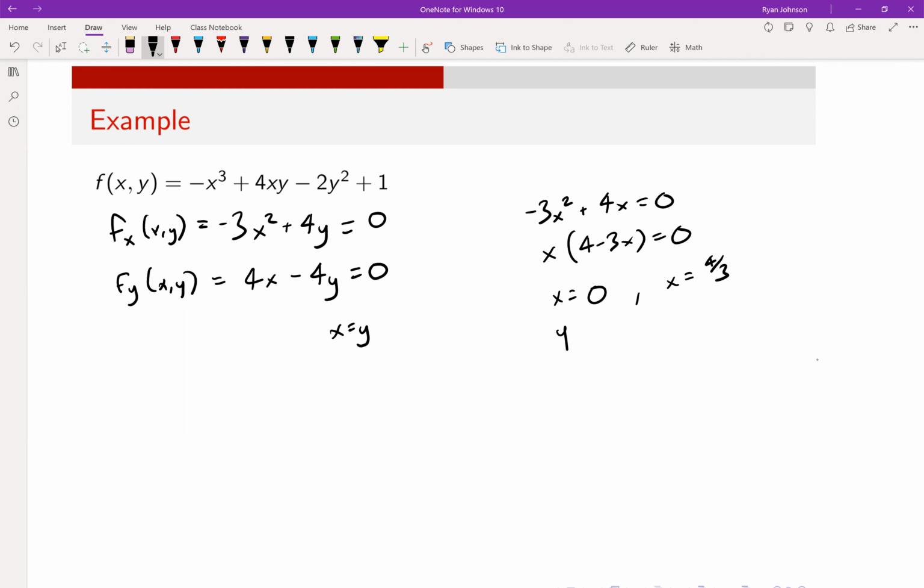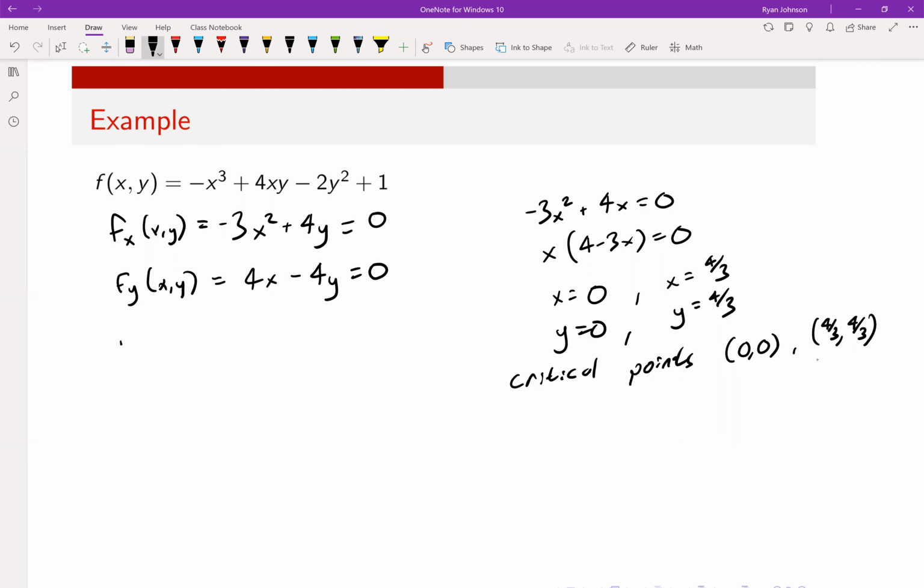And y equals x, so then y equals 0, or y equals 4/3. So these are my two critical points. So critical points are then (0, 0) from here, and (4/3, 4/3) from here. Okay, so now because it's nice and smooth, I'm going to do a second derivative test.